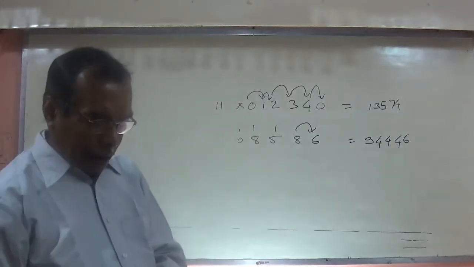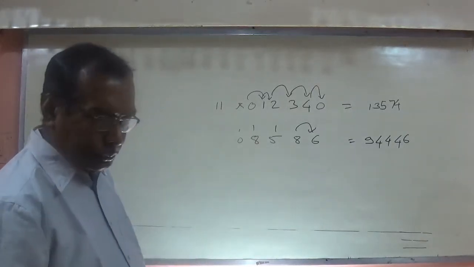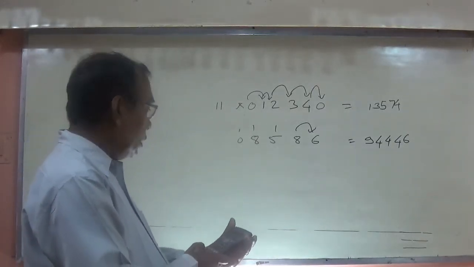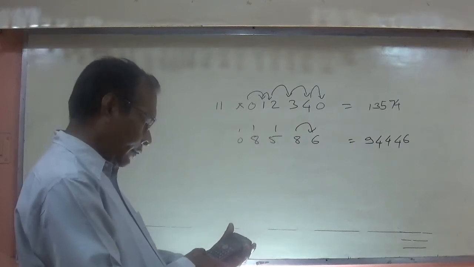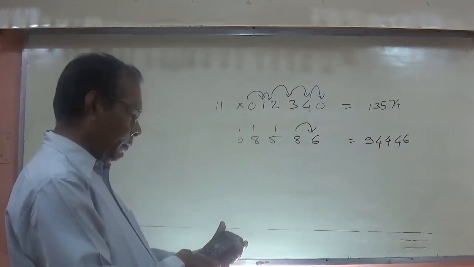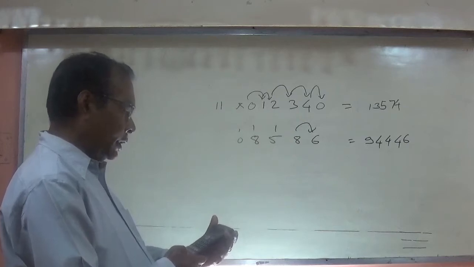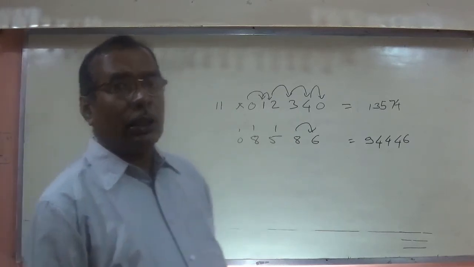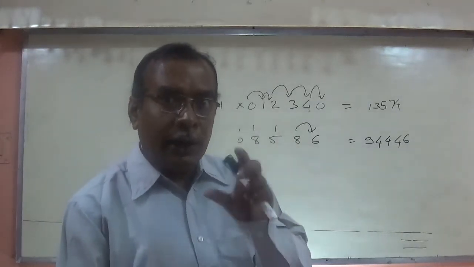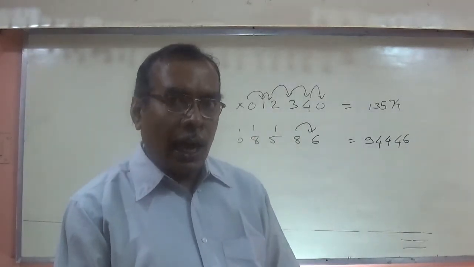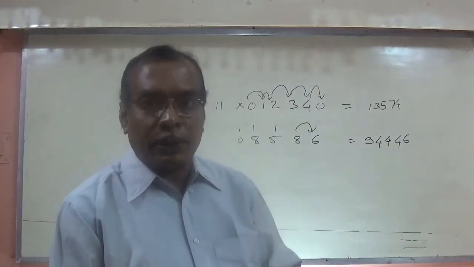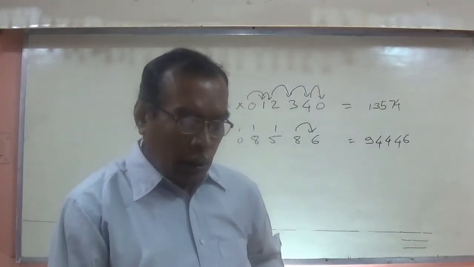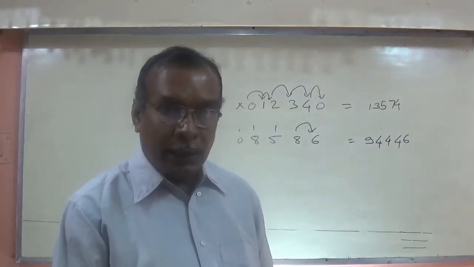Let me check if it is correct or not. 8586 multiplied by 11 is 94,446. Yes, that is absolutely correct. So this way you have to do it. You will find that most of the calculations I will do using particular tricks. That particular thing I will explain when the time comes.